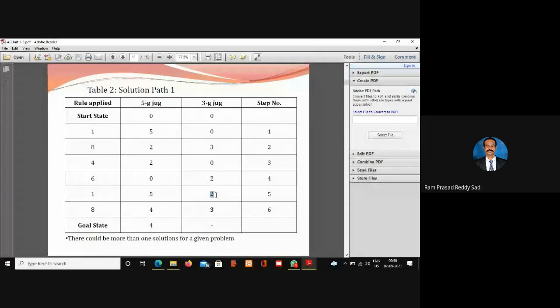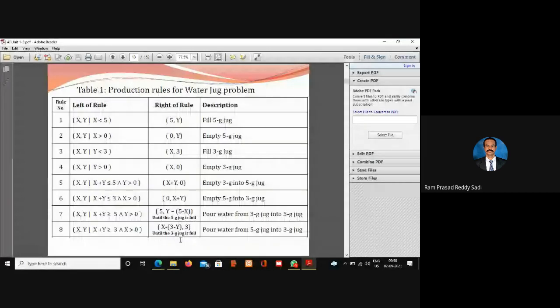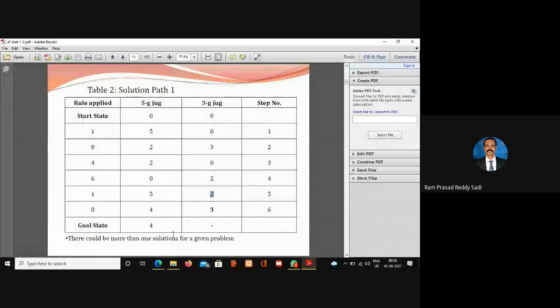Now apply the eighth rule again. What does the eighth rule tell you? You have to pour water from the first jug into the second jug based on the capacity. There are 5 gallons of water in the first jug and 2 gallons in the second jug. If you pour, you can only pour 1 gallon of water into the second jug. Then how many gallons are left over in the first jug? 4 gallons. So what is our goal? You should have 4 gallons of water in the first jug and any quantity of water in the second jug. We are not worried about the water available in the second jug, but the quantity in the first jug should be 4 gallons.